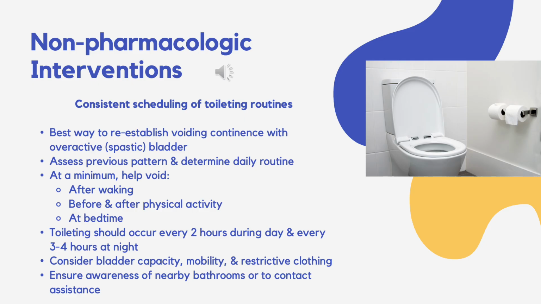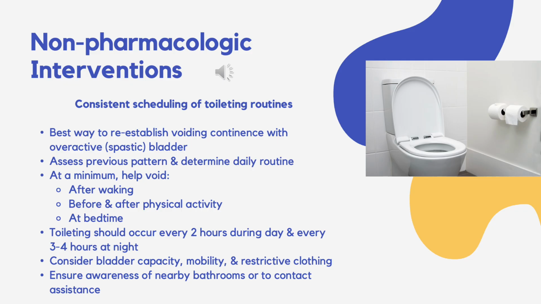All right, our last non-pharmacological intervention is going to be consistent scheduling of toileting routines. And this is also known as timed voiding. It's one of the most effective strategies for reestablishing continence in patients with an overactive or spastic bladder. So this approach really focuses on creating a predictable routine that aligns with the patient's natural voiding patterns and their daily activities. So the first step is to assess the patient's previous voiding patterns and to determine their daily routine. This information helps in setting up a toileting schedule tailored to the patient's needs.